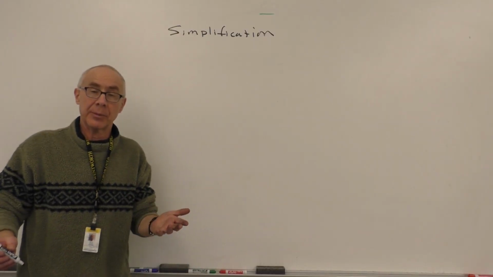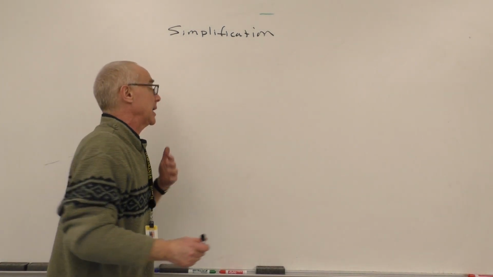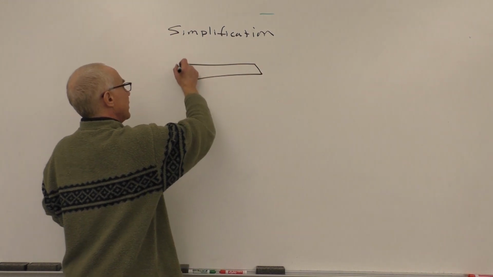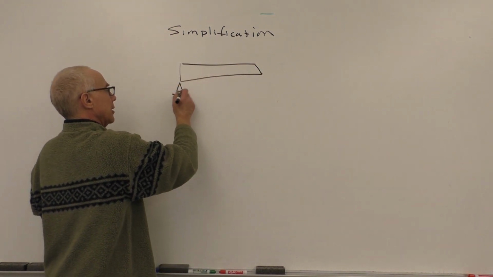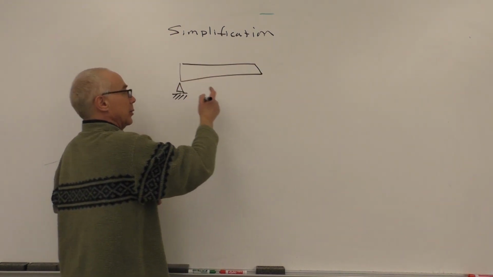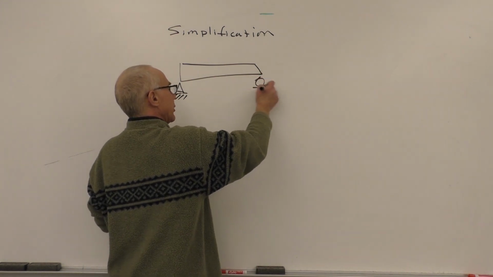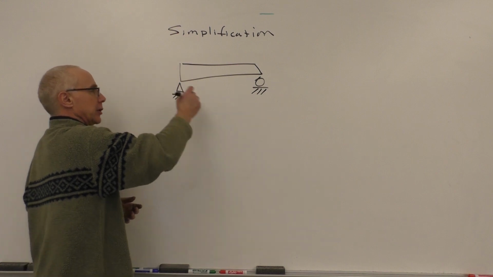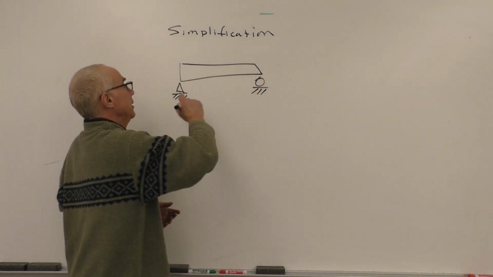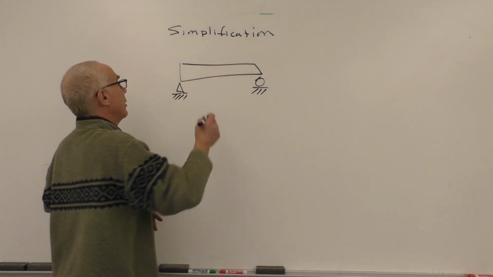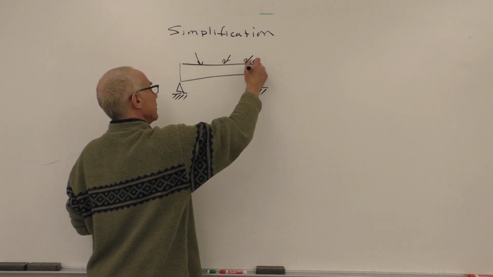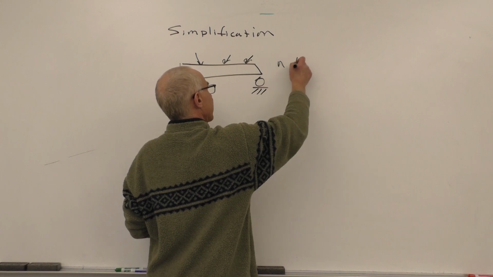All right, so now we're going to talk about how simplification is done. Imagine we have some beam. In this case, I'll get rid of our little person. That's a hinge support. We'll talk about that later. This is a roller support. Hinge supports can exert forces laterally and vertically. Rollers only vertically. Don't worry about that for now, but we have forces. Maybe we have N forces.